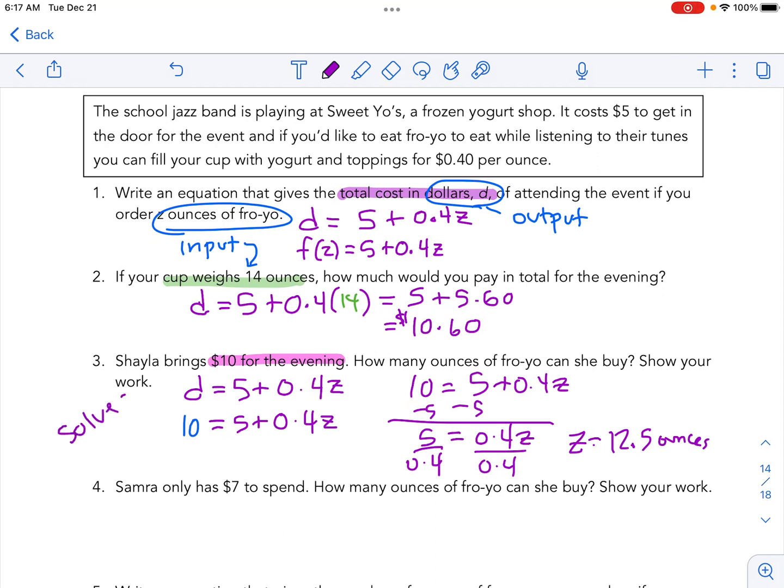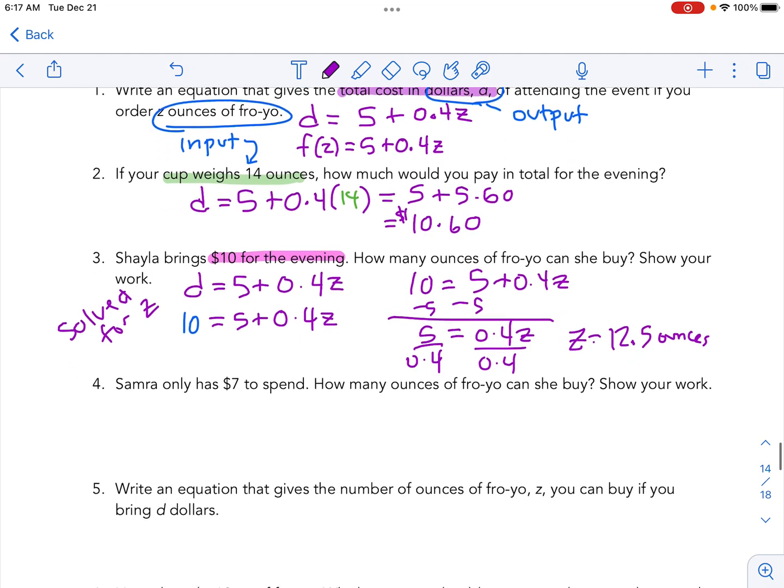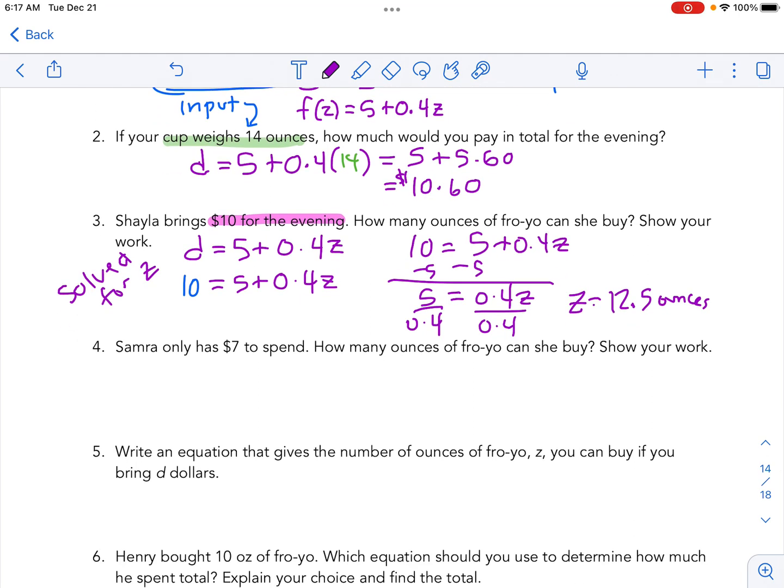And so basically what we did is, like I said, we solved for z, which was our input. And so let's work through that again.